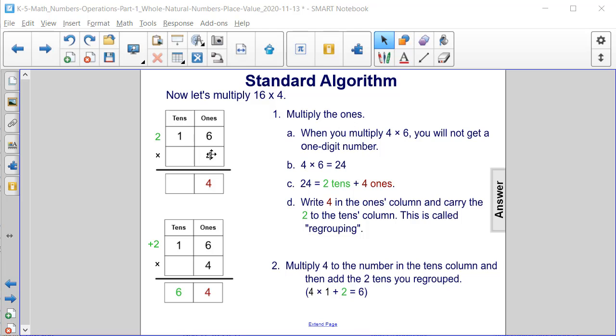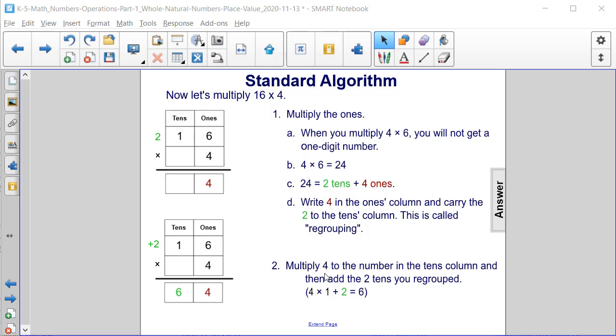Start by multiplying the ones. 4 times 6 is not a one-digit number, it's 24. And 24 consists of 2 tens and 4 ones. So we write down the 4 in the ones column and we carry the 2 to the tens column. This is also known as regrouping.